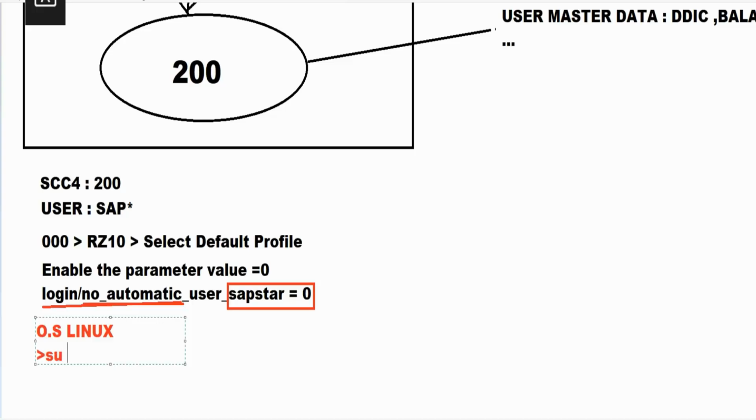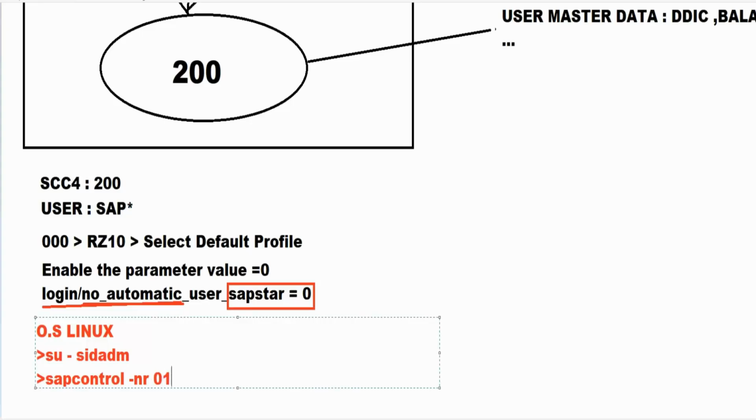Before doing this, I'm switching to that application user, SIDADM. Then sapcontrol -nr 001, where 001 is my instance number, and the function is RestartSystem.